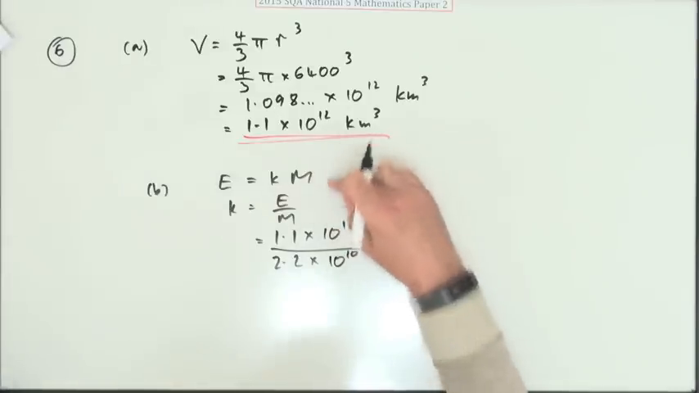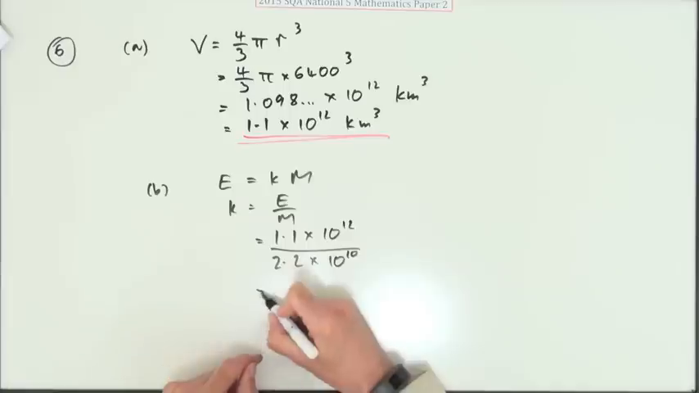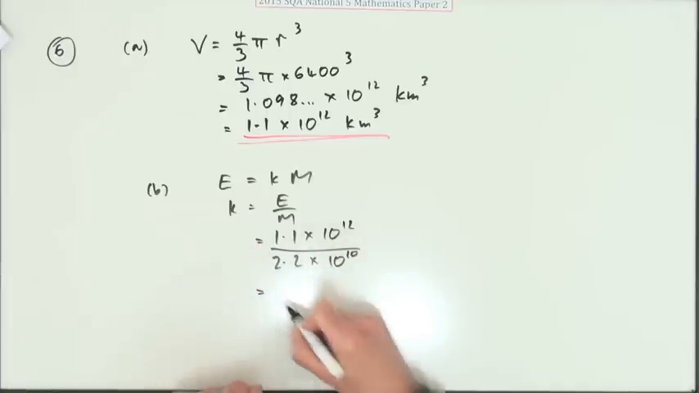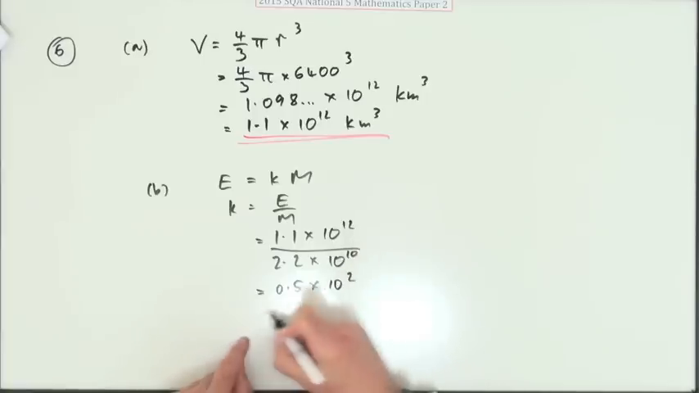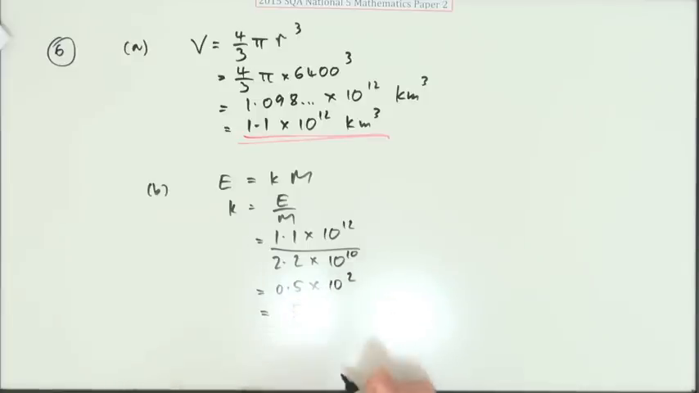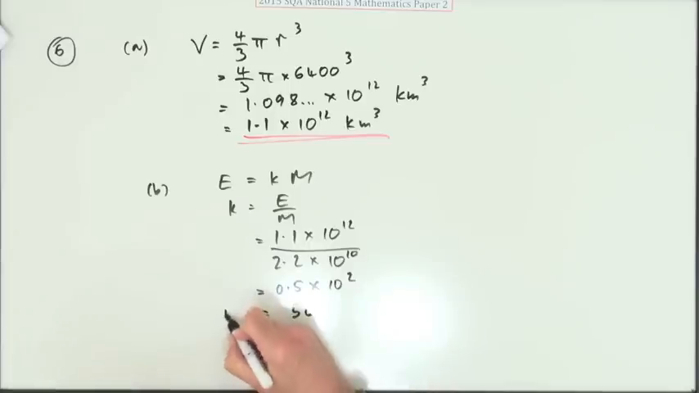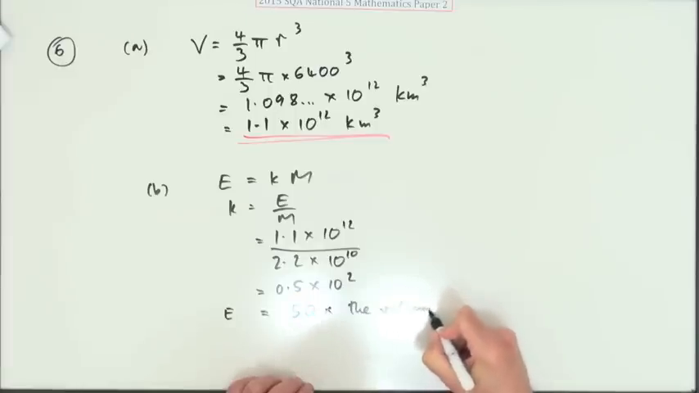Of course, I didn't need to write that. First of all, I just need to say how many times does the Moon go into the Earth? You don't even need your calculator for that, because that's quite clearly a half. And subtracting the powers is times 10 to the 2. 10 to the 2, move the point forward 2 places, it's 50 times it. The Earth is 50 times the volume of the Moon.